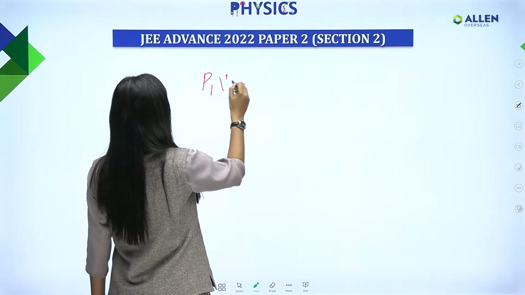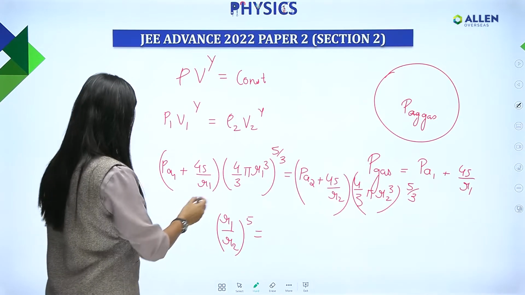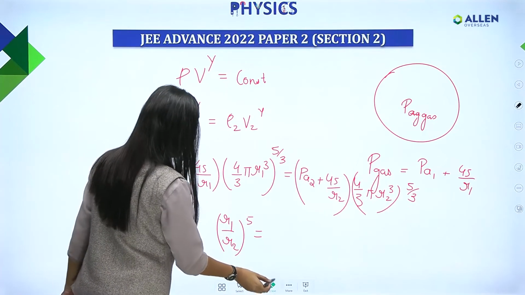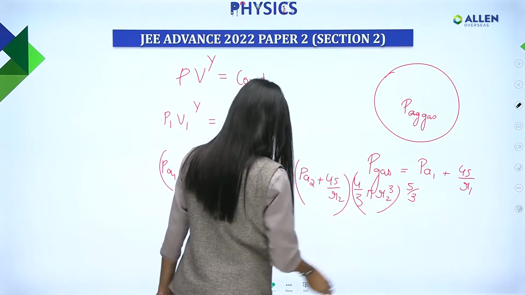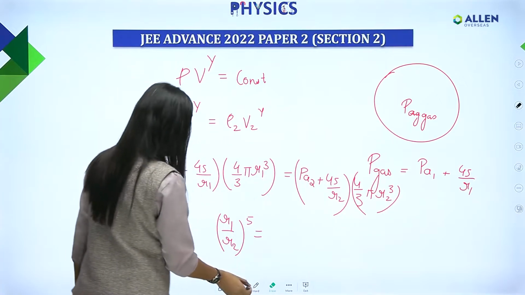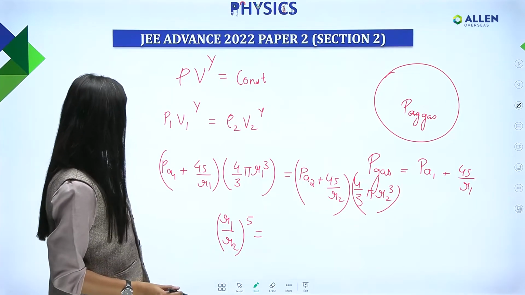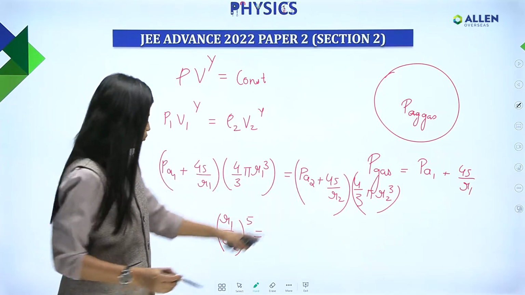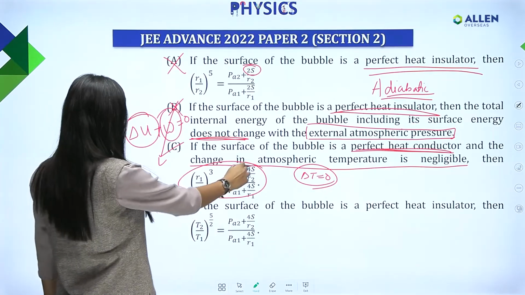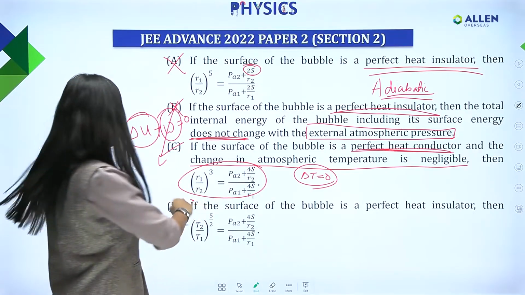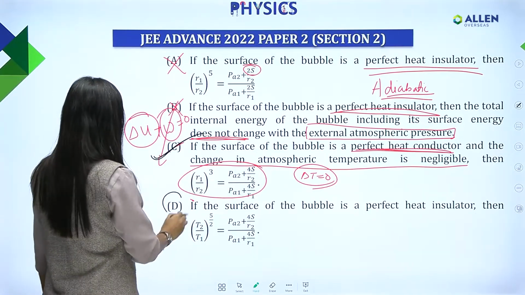P1 V1 will be equal to P2 V2. Correct? So P1 V1, and here we will have P2 V2. So you can see R1 by R2 cube in this case will be equal to PA2 plus 4S by R2 and PA1 plus 4S by R1. So you will get option C as correct. Okay, moving on to the next option.